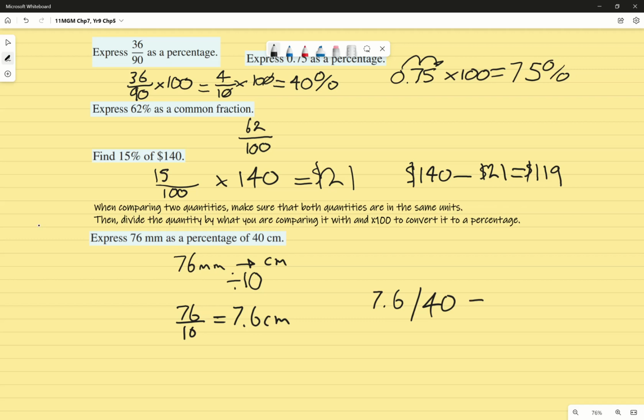Which is equal to 0.19, and then to get that to a percentage, we're just multiplying it by 100 and putting a percentage symbol at the end. So 0.19 times 100, we're just moving the decimal place to the right, and that will give us 19%. So we can say that 76 millimeters is 19% of 40 centimeters.